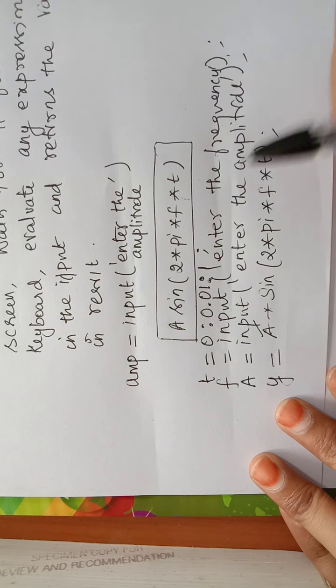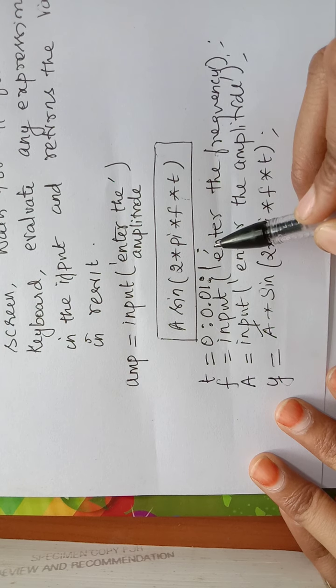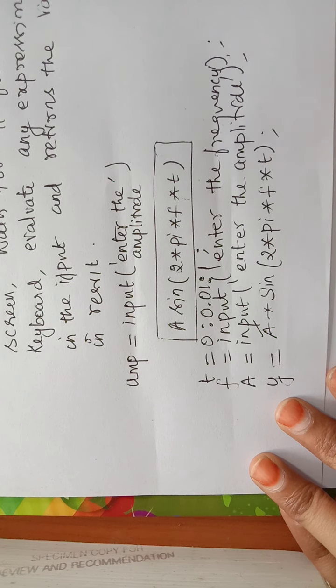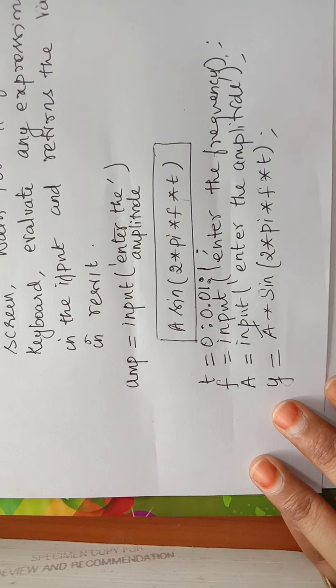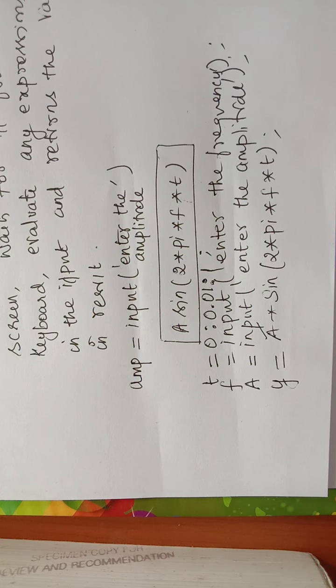Okay, if there is no semicolon, it means that every line will be executed while the program is running in the command prompt. That is the difference. Okay, so now this is the program I have written for generating a sine waveform. Now see, y contains, for each value of t, the corresponding value of y, stored in a variable y. Now let us discuss how to plot this function.